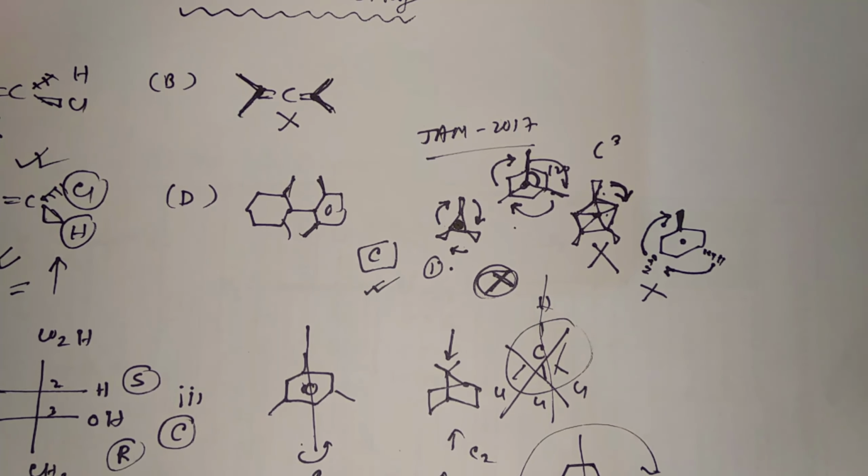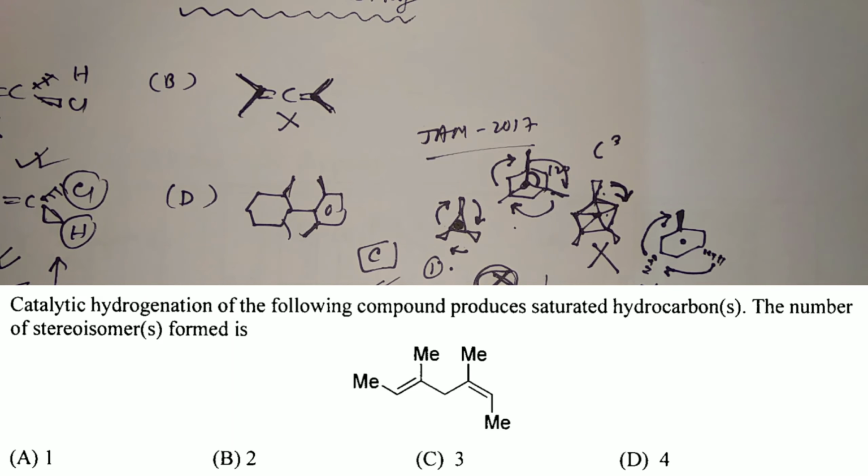Next question of JAM 2017, and the question was, catalytic hydrogenation of the following compound produces saturated hydrocarbons. The number of stereoisomers found.